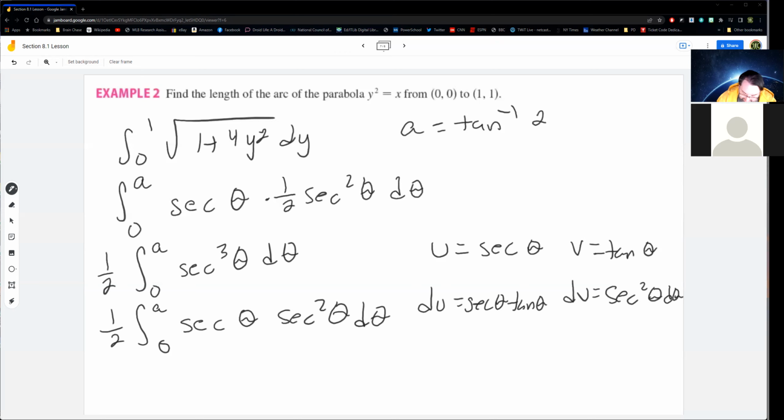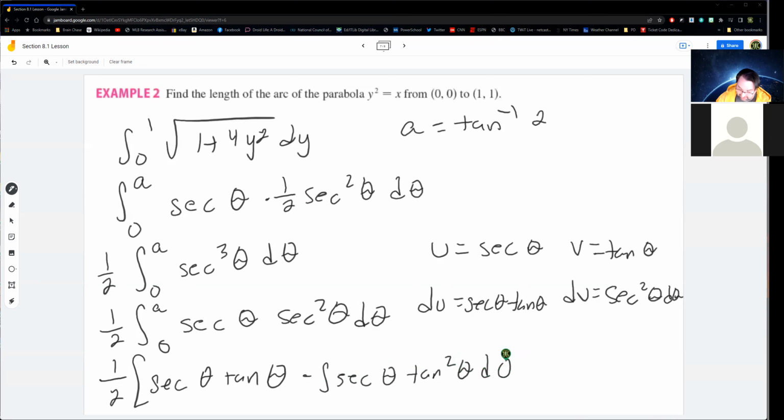All right, so I now have 1/2 the integral from 0 to a. Oh, actually, sorry. Integration by parts. So I have the secant theta tangent theta minus the integral of secant theta tangent squared theta d theta.